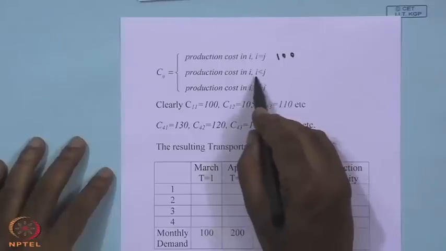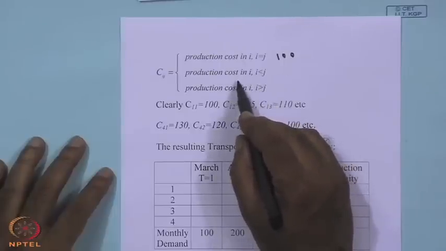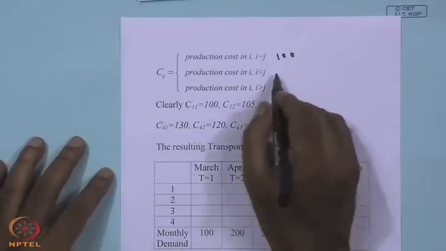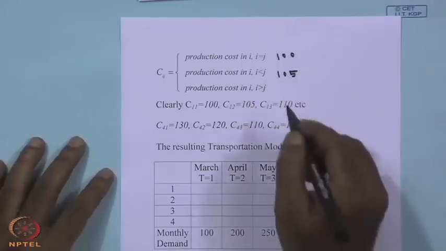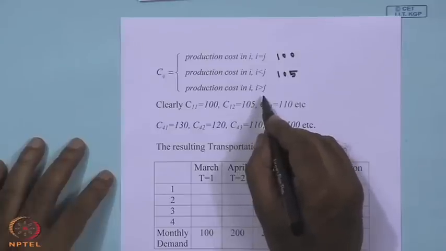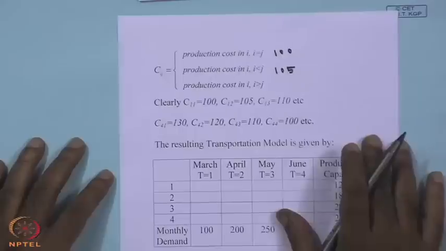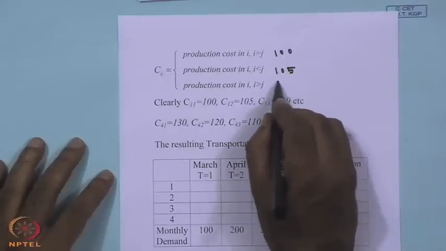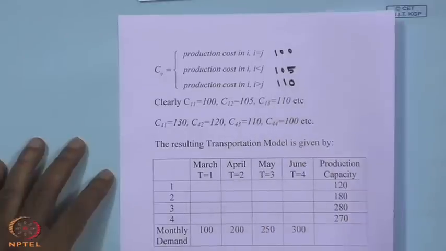When you are meeting the demand from the last month's surplus production, you are paying 5 rupees additional holding cost. So, in that case the cost will be 105. And if you are meeting the demand from the next month's production, after the next month's production, then you have to pay a penalty of 10 rupees per month. Please note, 10 rupees per month. So, if it is in the next month, then it will be 110.